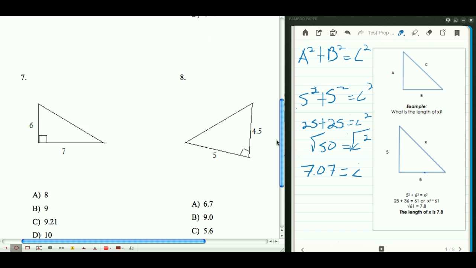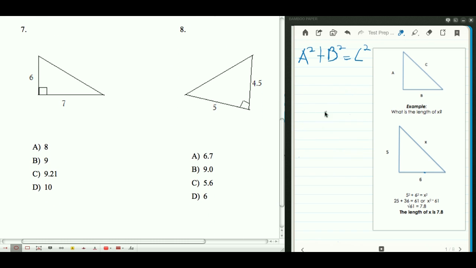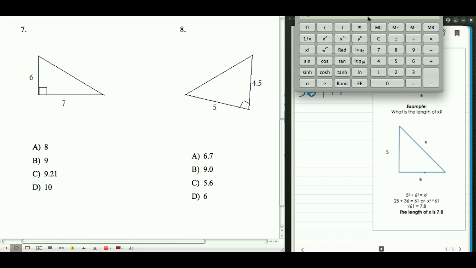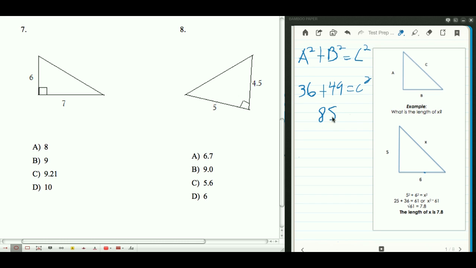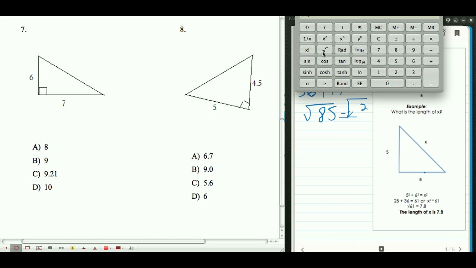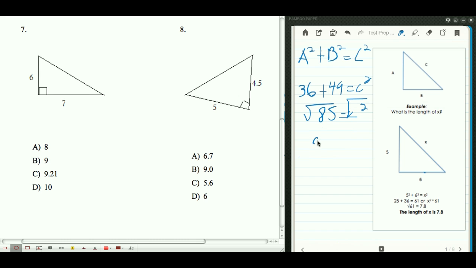Let's look at number 7. Clear this out. Alright, number 7 says, let's see, 6 squared plus 7 squared equals something. So let's see, 6 squared is going to give us 36. 7 squared gives us 49. That's going to be equal to c squared. Okay, let's see what that is. So 36 plus 49 is equal to 85, is equal to c squared. So that means we're going to take the square root of those two. Let's see what that says. That's going to be 9.21, is equal to c. What answer is closest to that? There you go, c, 9.21.